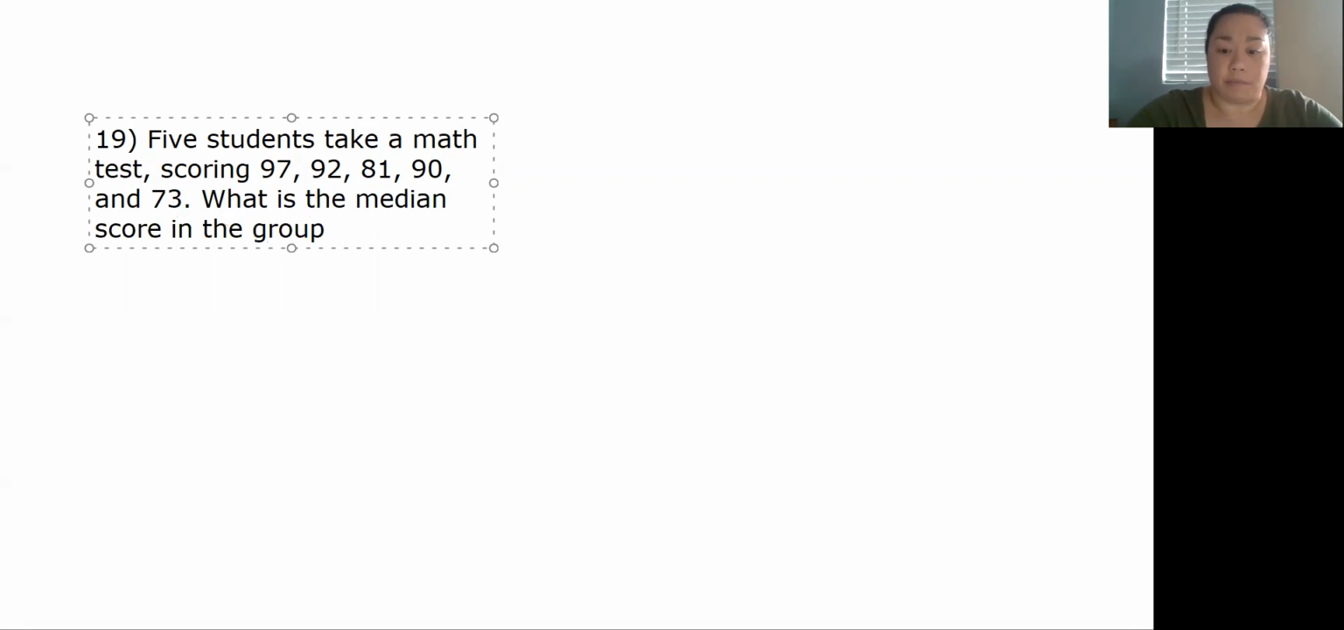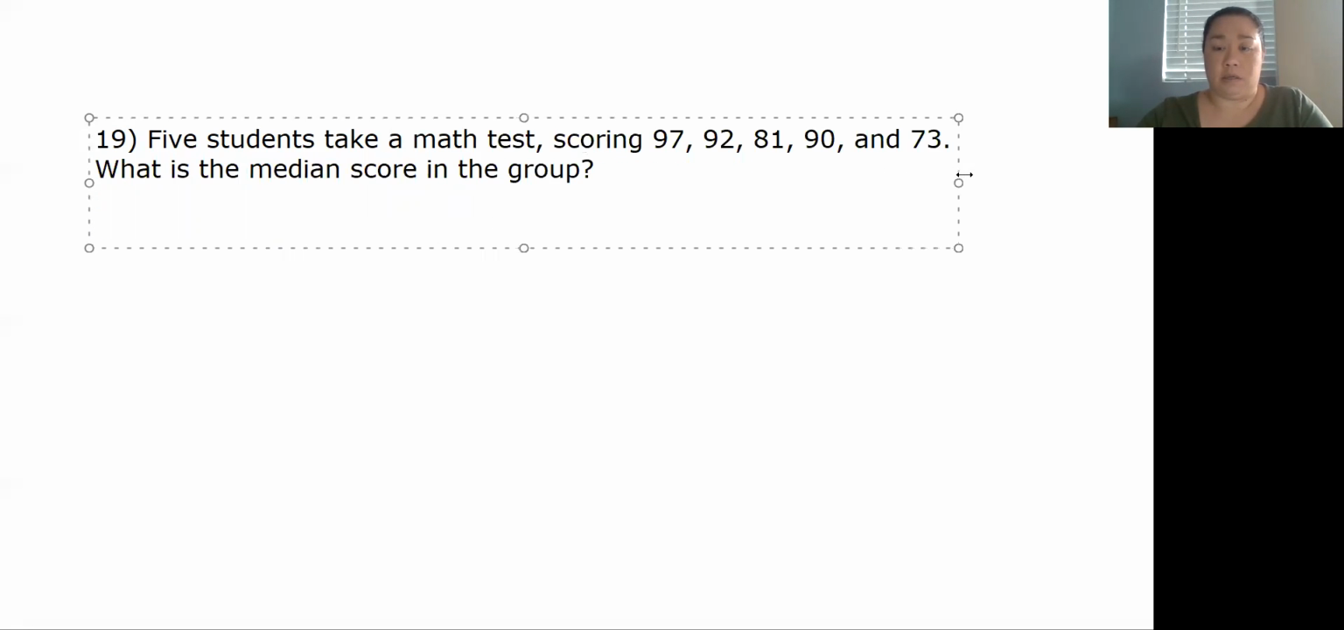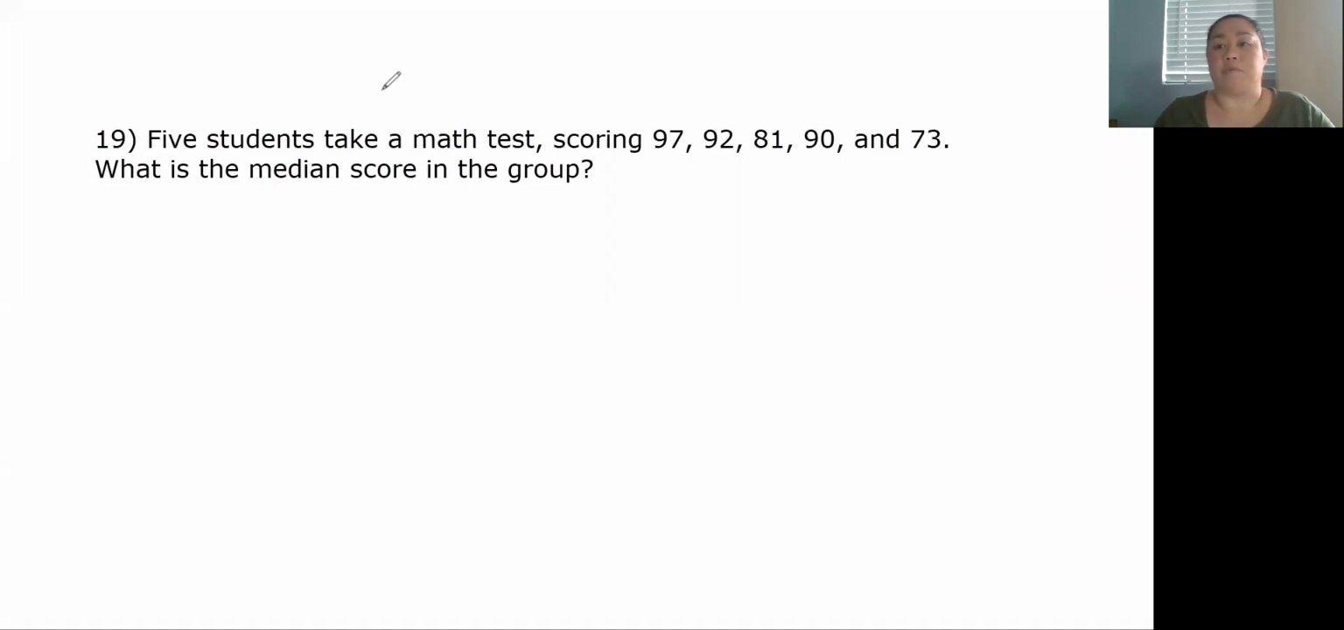Okay, mean, median, mode. Mean, remember, was average. Add them up, divide by how many you have. Median is the middle number. Now, middle number sounds super easy, right? The only problem with this is you have to remember to put them in order, okay? You have to put them in order from smallest number to biggest number.